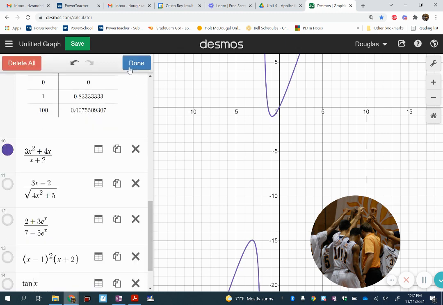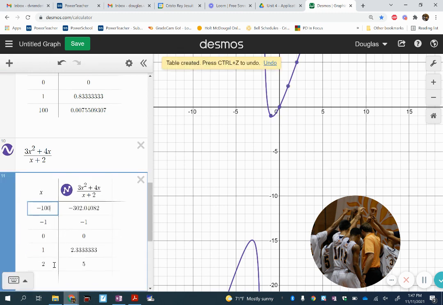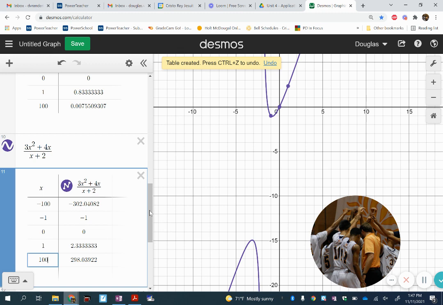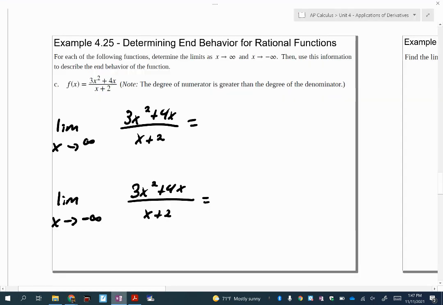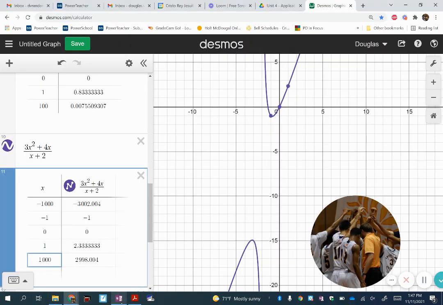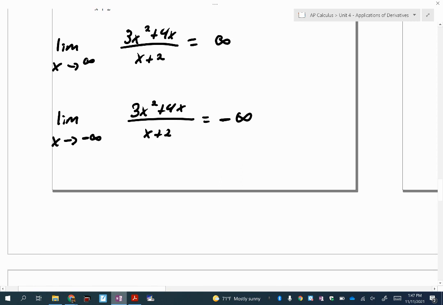We'll make a table to help us with our end behavior here for a second. So negative 100, positive 100. You'll notice we're approaching, let me see what happens when I do 1,000. You'll notice that we're approaching positive and negative infinity. I'll do some algebra if you want to find the slant asymptote, and I'll graph it so you can see it a little easier. But to answer the question, as we're approaching positive infinity in the x direction, we're approaching positive infinity in the y direction. Same thing here.